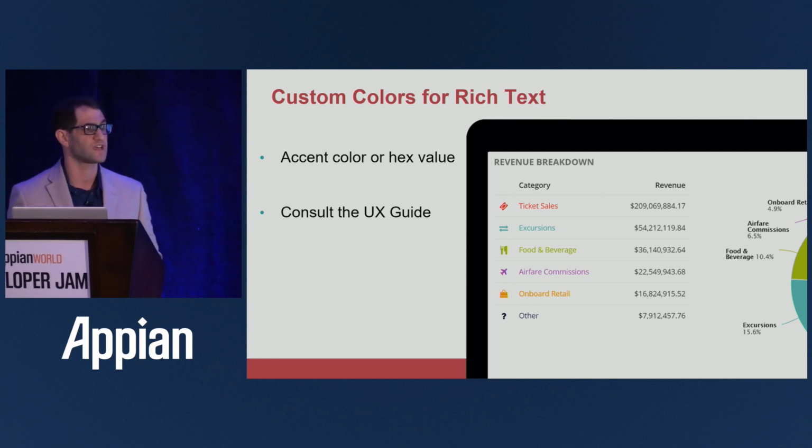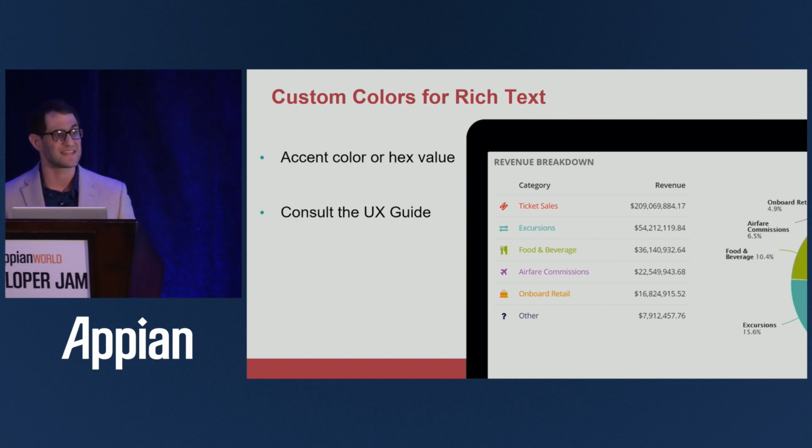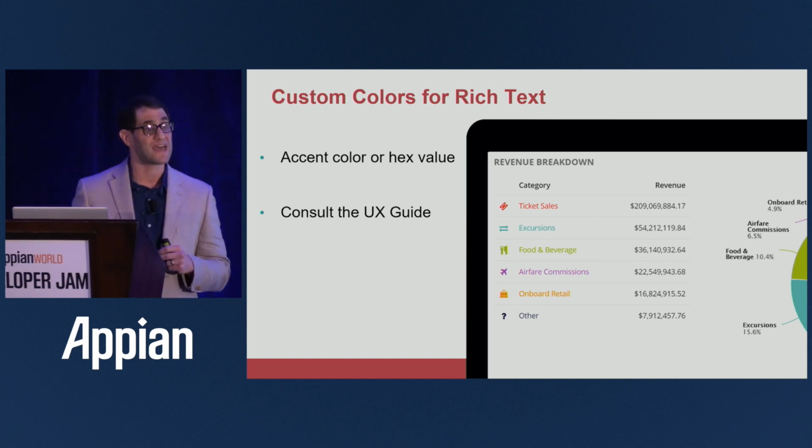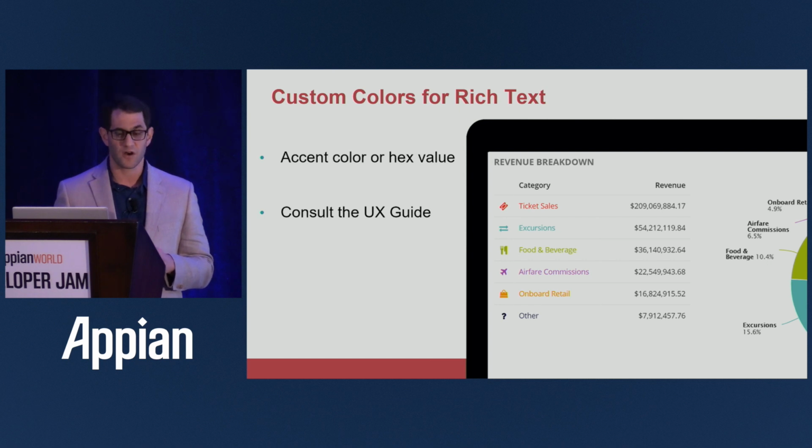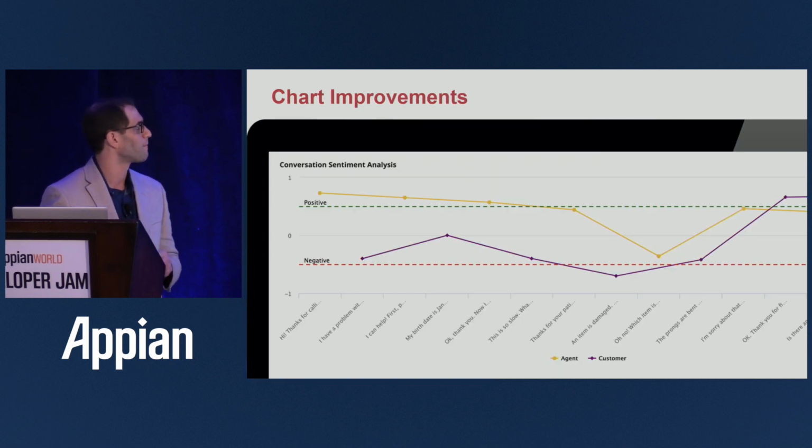Now I should note that we actually have a user experience guide that we publish and update with every release of Appian that has expert recommendations on how to and how not to use features like colors, because there are a lot of ways not to use them well.